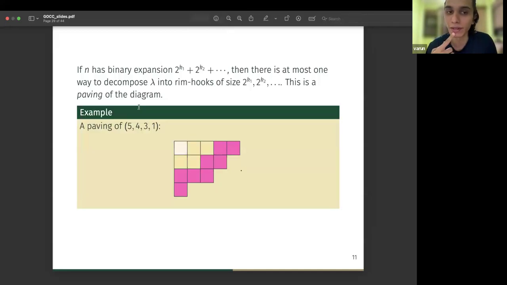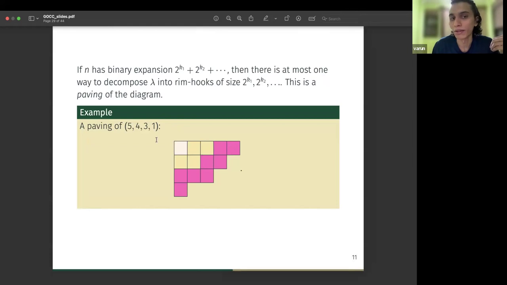And this is called a paving of the diagram. So for example, if I have 5, 4, 3, 1, the size is 13. So the largest power of 2 smaller than 13 is 8. So I can first try finding a rim hook of size 8. And there exists one. So I've colored that in pink. Now I can remove these things, and I'll be left with a smaller partition, which will be of size 5. Now the largest power of 2 that's smaller than 5 is 4. And again, in this case, I do get a rim hook that is of size 4, which I've again colored in, and I'm left with 1.